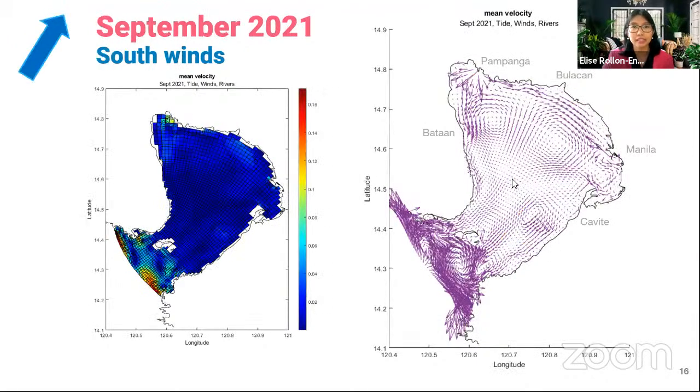During south winds, September 2021, the trend is generally the same. The water goes in from Cavite, goes inside the bay, and goes from Pampanga to the Bataan coastline. The difference here is the flow from Pampanga is going to Pampanga, Bulacan, then Manila, and that the 2 counter-rotating gyres are more prominent and stronger.